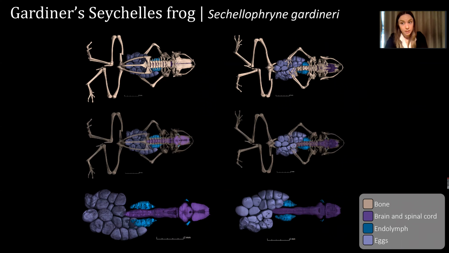One strong suspicion that we have is that it has to do with reproductive strategies. It's kind of like in the gecko. So this is a teeny tiny Seychellophrine frog that has a large amount of endolymph along its spinal column. And it also happens to be full of eggs. So perhaps these two things are related.